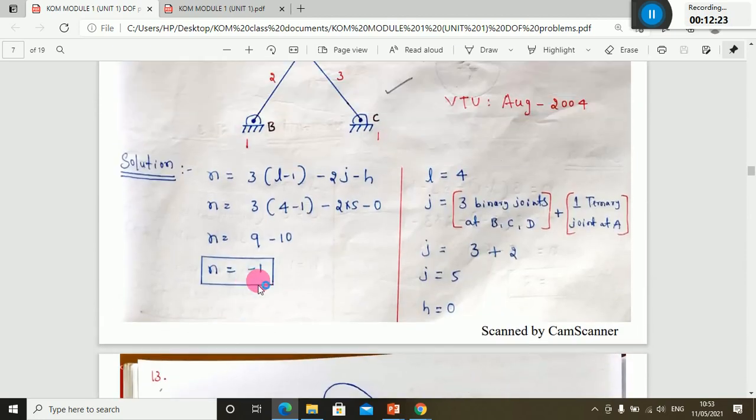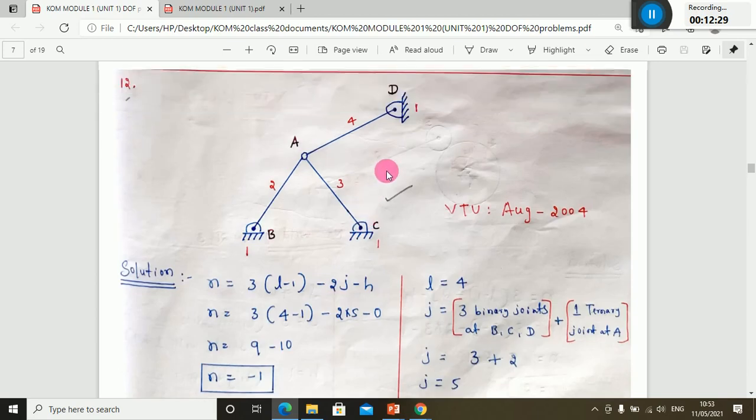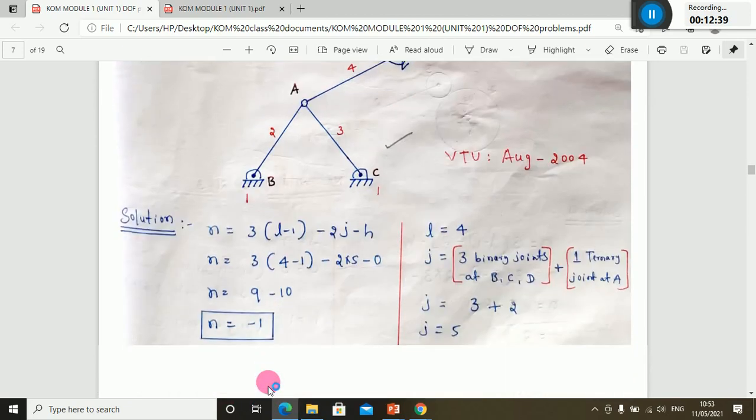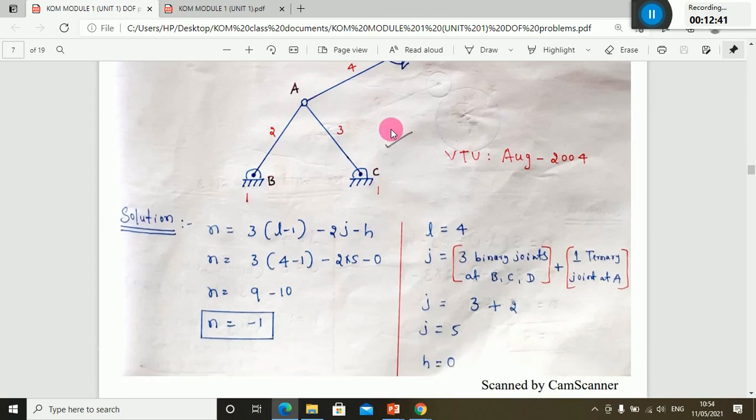As I said in the note, if the number of degrees of freedom is less than 0, in terms of minus, you can say it is a statically indeterminate structure. It means by using this formula, we cannot calculate the degrees of freedom of this mechanism. In conclusion, you can write: the given mechanism is a statically indeterminate structure. Please go through the notes.